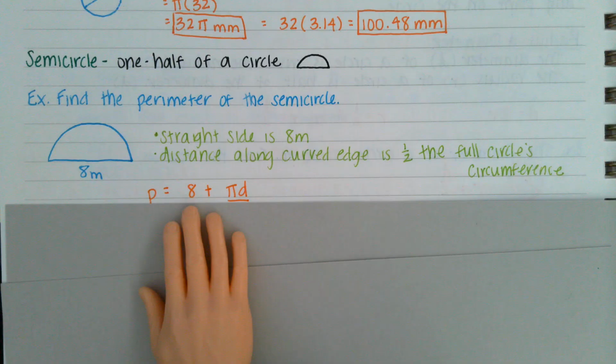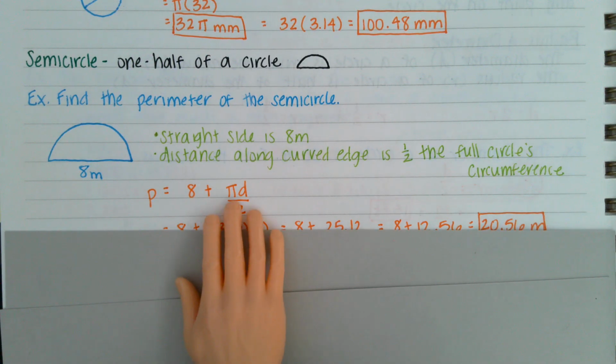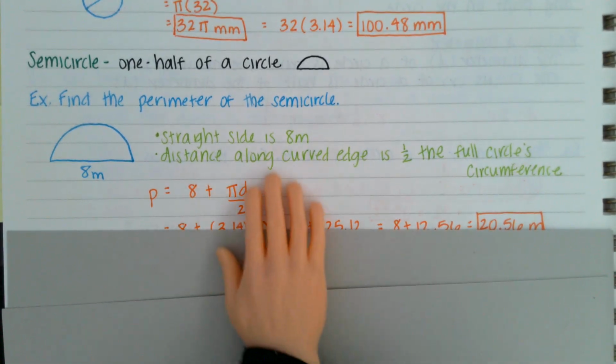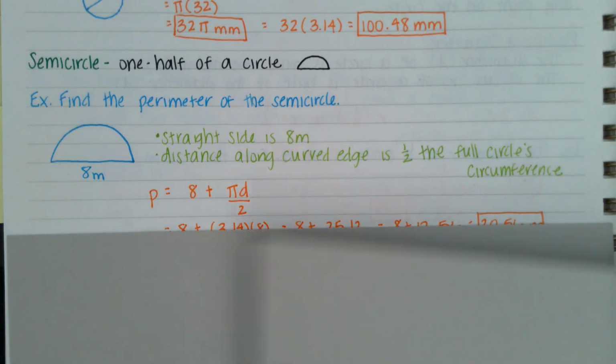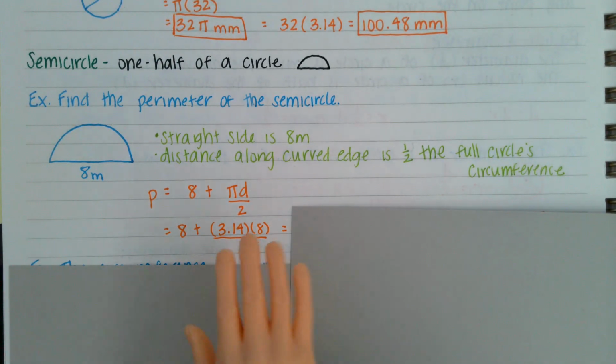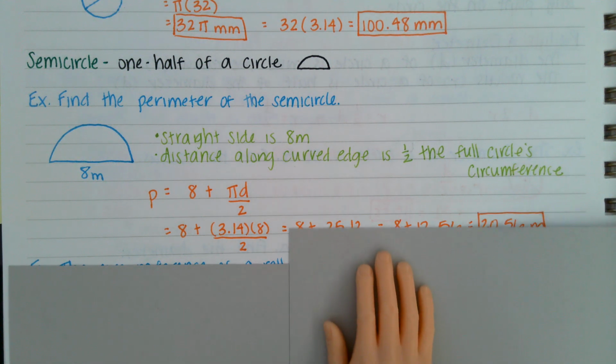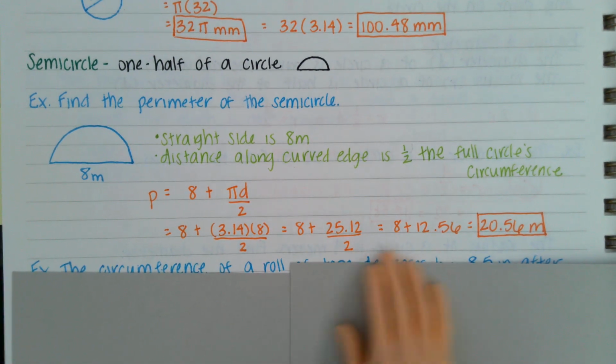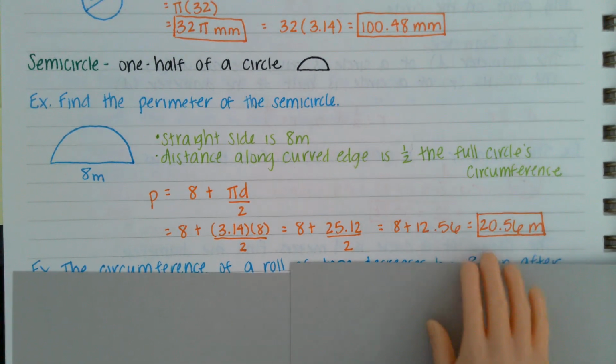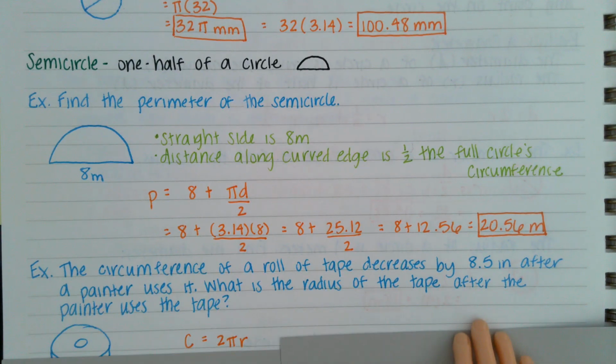So we're going to use the 8 plus the pi times diameter, but we have to take half of that. So plugging in all the information we know, we have 3.14 times the diameter divided by 2. That gives 25.12, and adding all of it together is 20.56 meters.